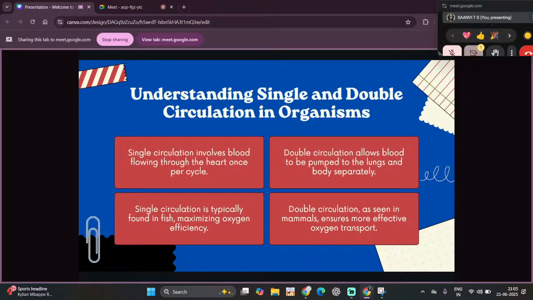Whereas for double circulation, it's like a two-story house where water is pumped to the first floor, then pumped again to the second floor for better pressure before draining back to the pump. So I hope you all understand the concept of single and double circulation systems in organisms. Let's move on to the next concept.